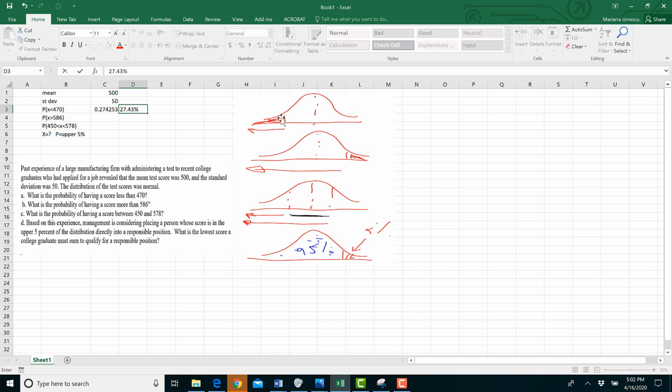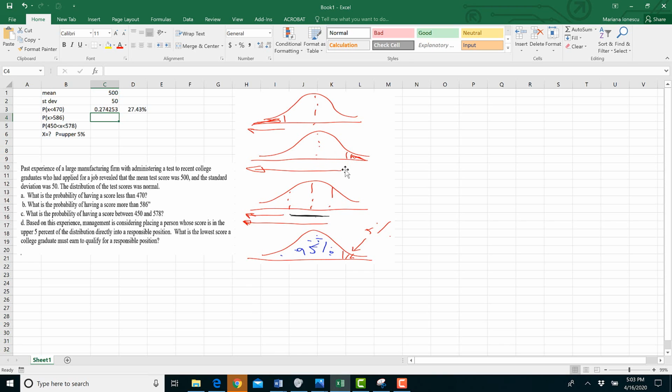In Excel, we are reading the cumulative probability for less than a value, so we can read this probability directly. For part B, they ask to calculate the probability of having a score more than 586. So more than 586 will be in the upper side of our diagram because the score is more than the mean.